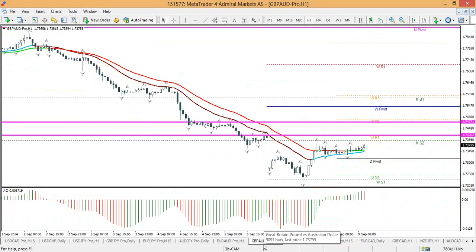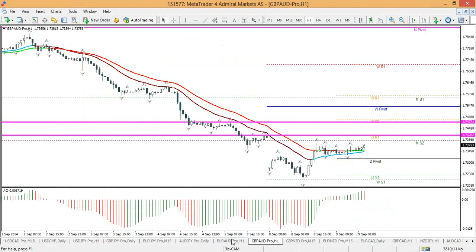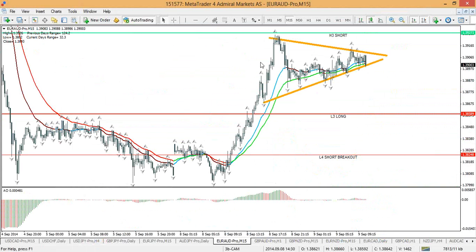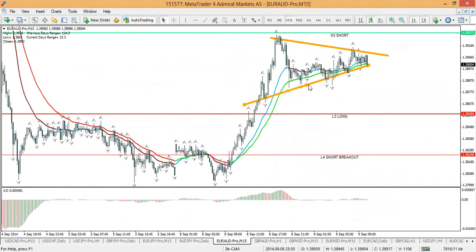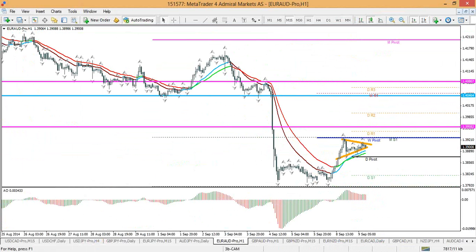Now the pound though is something we want to be aware of because we do have manufacturing, production, and Bank of England governor speaking. So you might just want to avoid the pound. Therefore, maybe the Euro odd is indeed the best for a downside break. Below the L3, an aggressive short below the triangle potentially, right here, or waiting for the break of the daily pivot point.